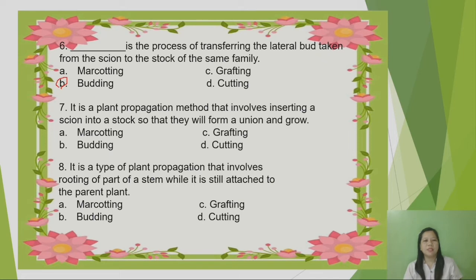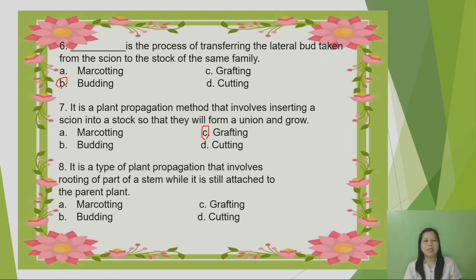Number 7. It is a plant propagation method that involves inserting a scion into a stalk so that they will form a union and grow. A. Marketing. B. Budding. C. Grafting. D. Cutting. If your answer is letter C, you are correct.